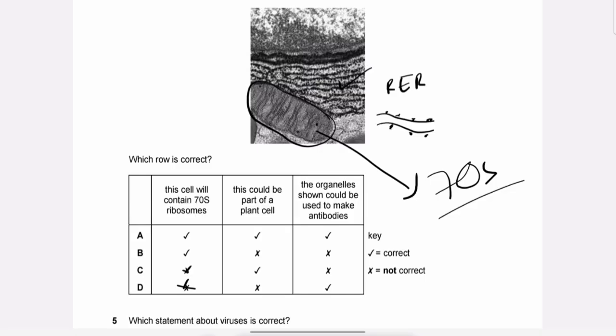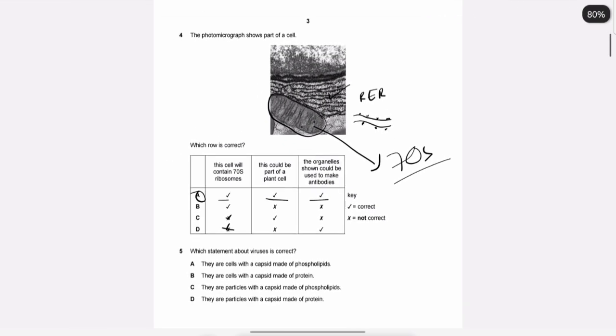So then we move to the last column. It says the organelles could be used to make antibodies. Yes, because we have RERs, rough endoplasmic reticulum, which are lined with ribosomes, and we know ribosomes are for protein synthesis and antibodies are protein, and we also have the mitochondria for energy. So I'll go with A, which is all three ticked. And that's for number 4.